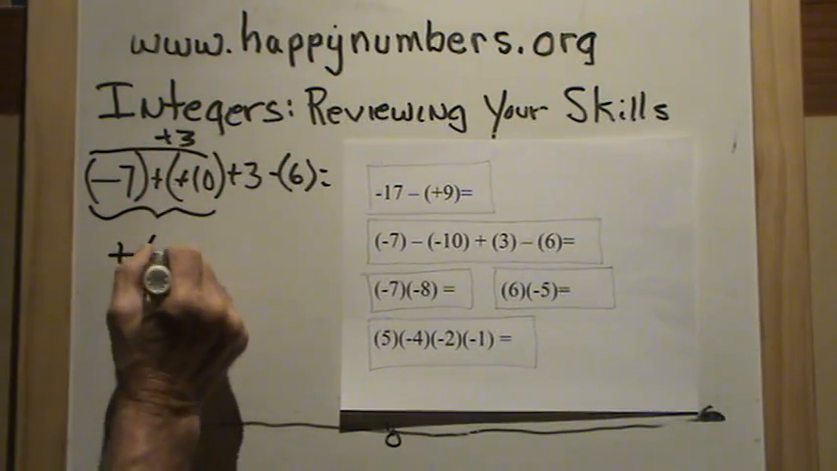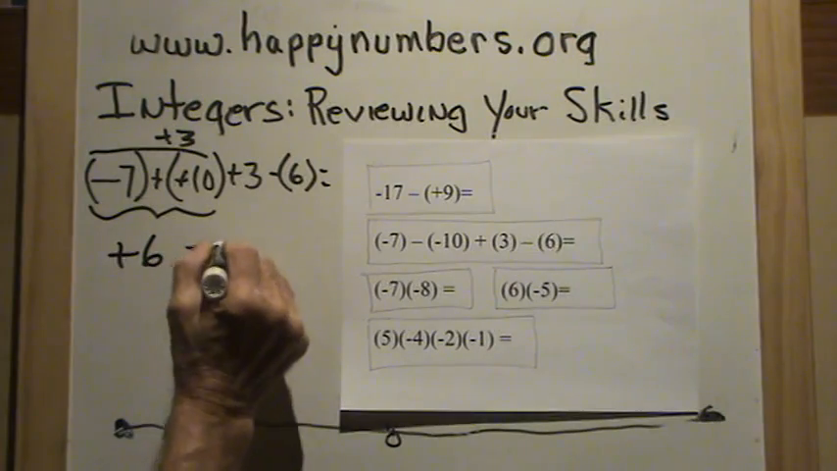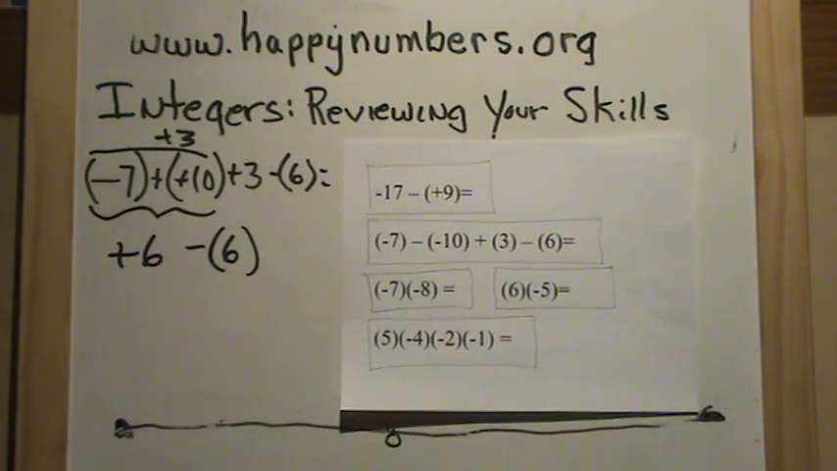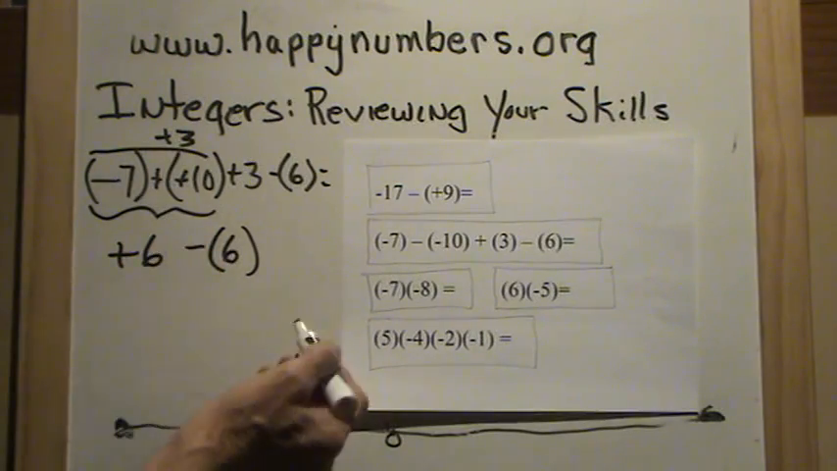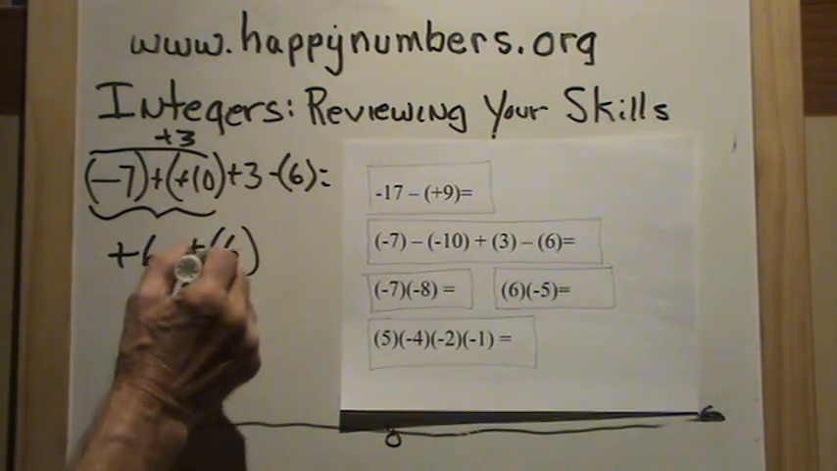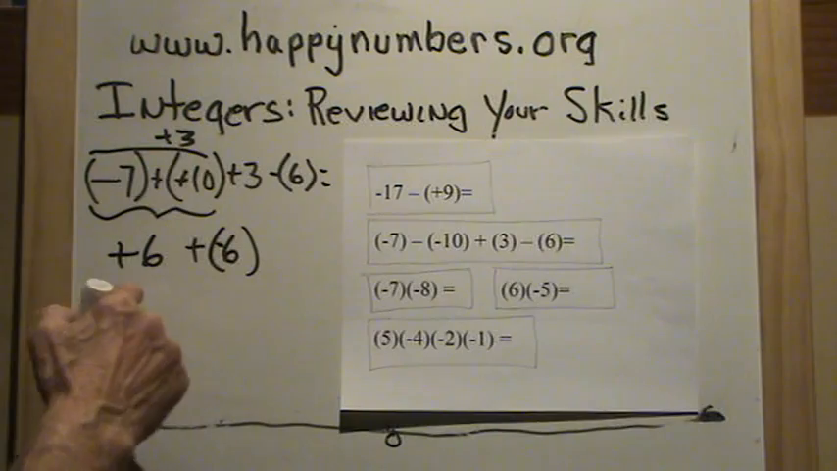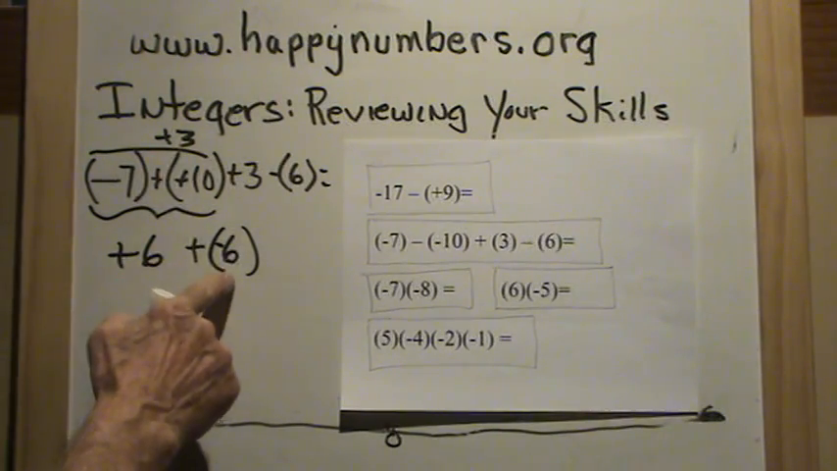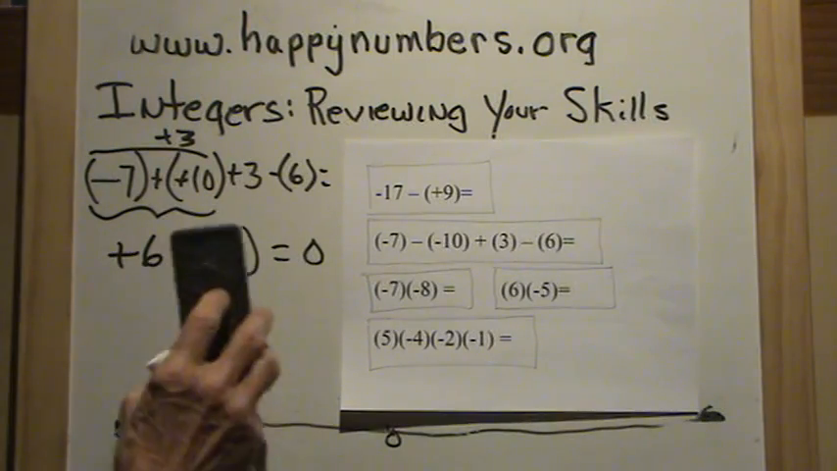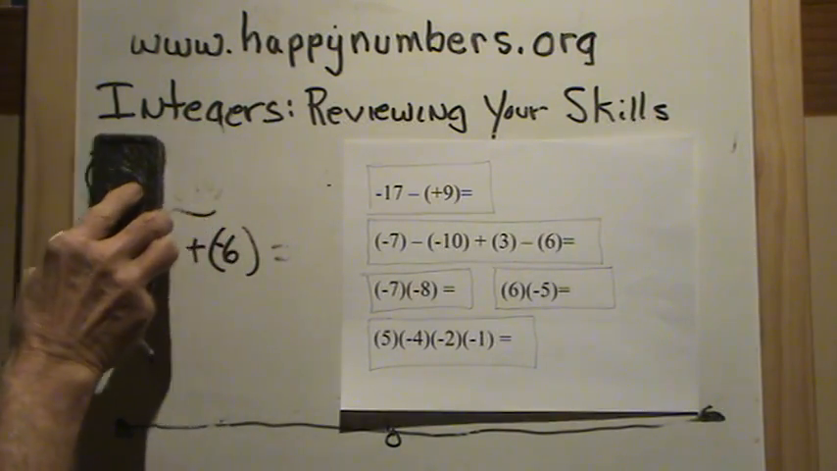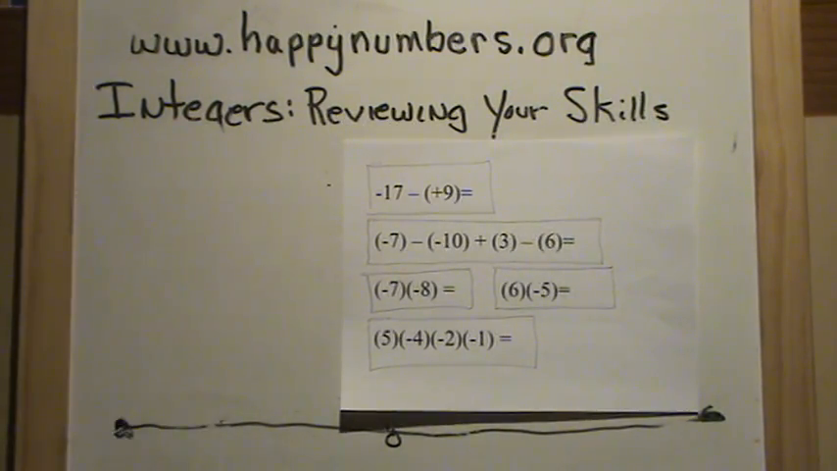a positive 6 minus a positive 6. So I know what I have to do here is add the opposite. So I change this to addition and this to negative. And now I have a positive 6 plus a negative 6. And that gives me 0. Let's go to the next one.